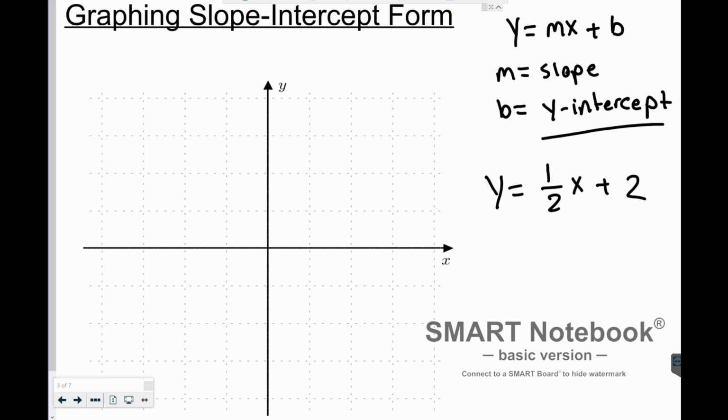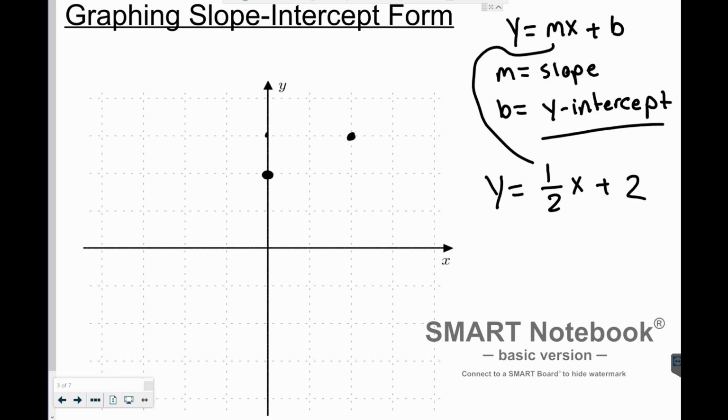Well, the first thing we know is, well, 2 is our y-intercept. So let's label a point here. That's our y-intercept, our 2 there, because that's our b. The 1/2 would be our slope, because that's in the m position. So 1/2 is our slope. And what is slope? It's rise over run. So we would go up 1 to here and over 2 to here and label a point there.